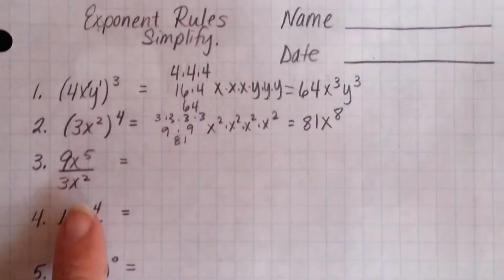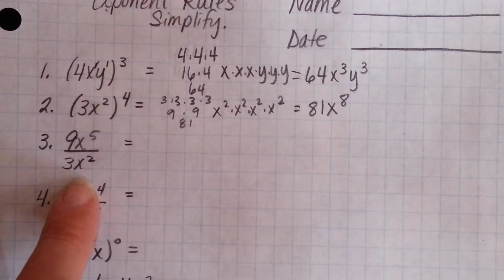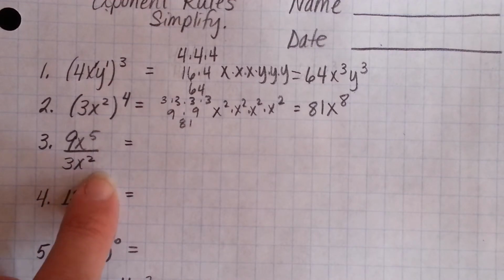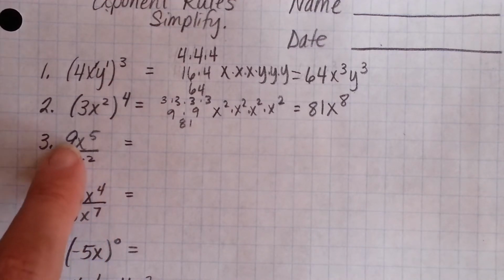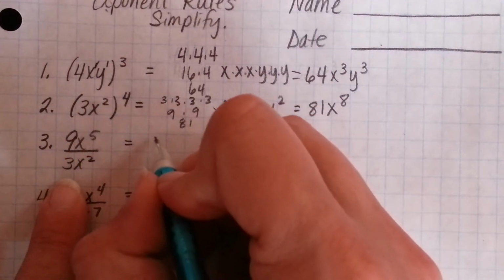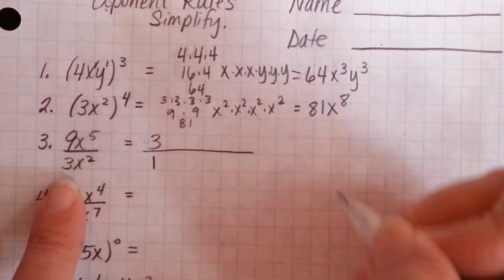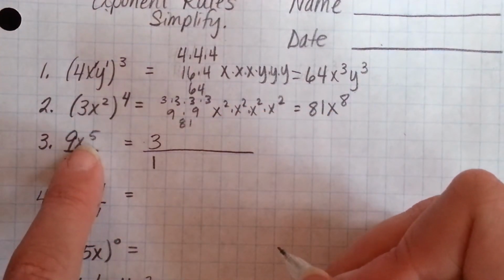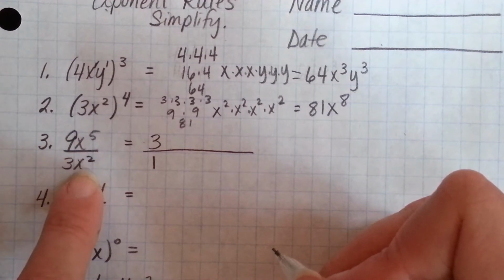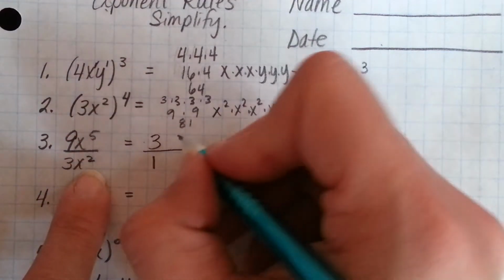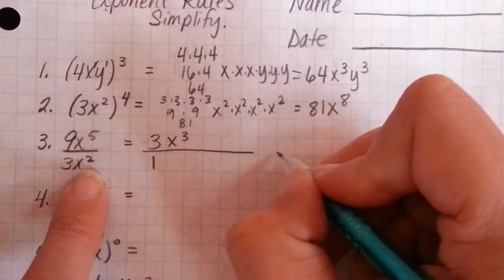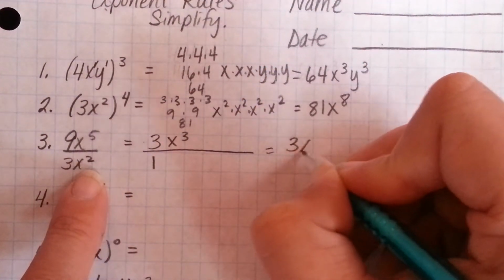For the next one, I have 9 x to the 5th divided by 3x squared. Since this is division, I'll deal with the coefficients first. 9 divided by 3, which is 3, or I can also think of that as 3 over 1. And then when I'm dealing with the exponents and it's division, I get to subtract. So 5 minus 2 would give me x to the third. So I would write this as 3x to the third.